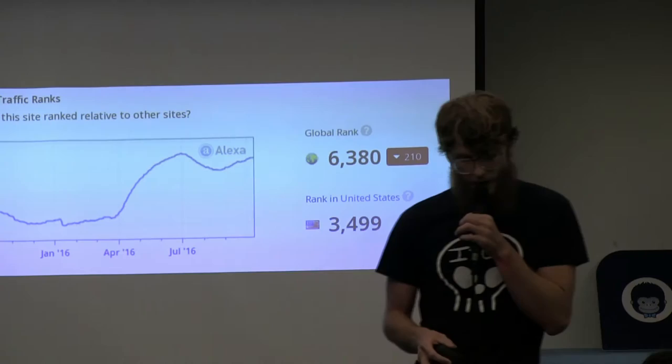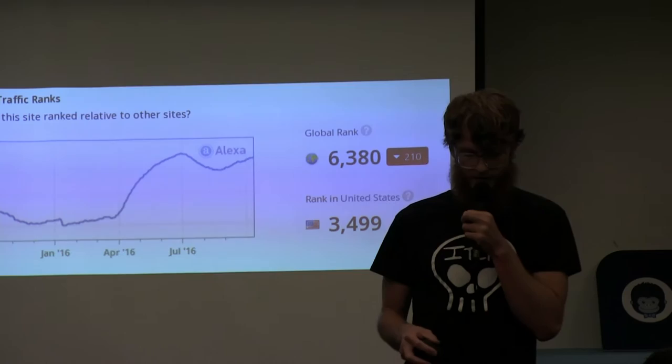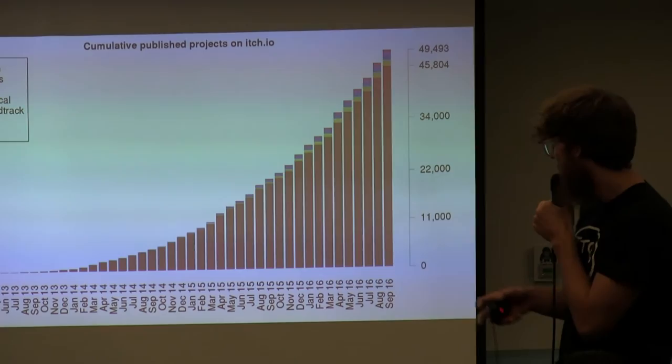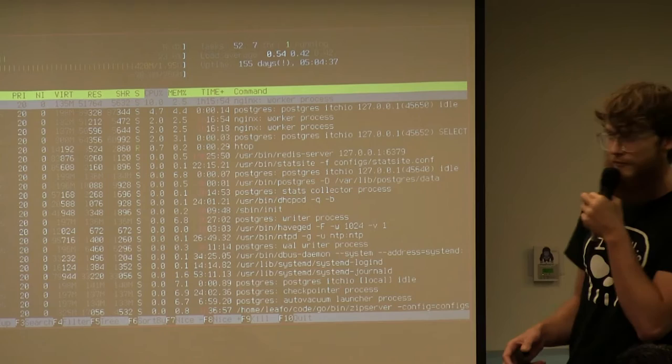Alexa says we're doing kind of good. I don't know, 3,500 ranked in the United States. I actually have no idea if that's good or not, but it's been growing. It's really been picking up steam. It's a pun, never mind. There's over 50,000 projects uploaded as of today, so yeah, people are actually using it and it's growing a lot. So it's a website. And my secret is that it runs on a $20 VPS. Thanks, OpenResty.